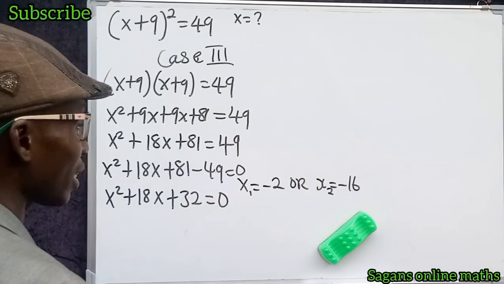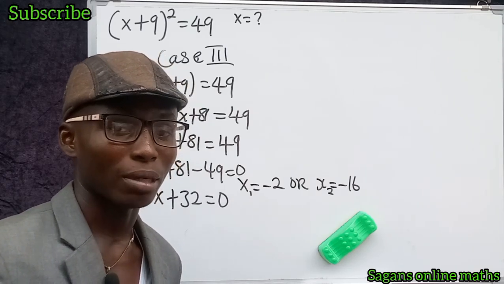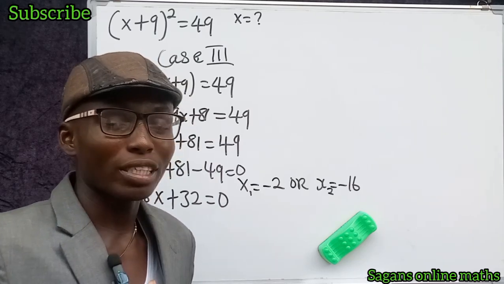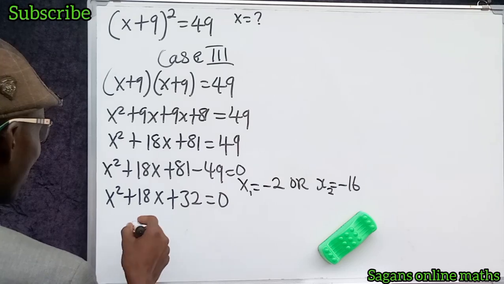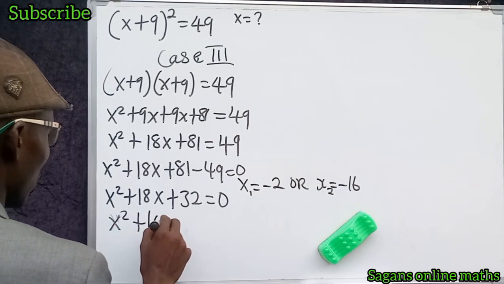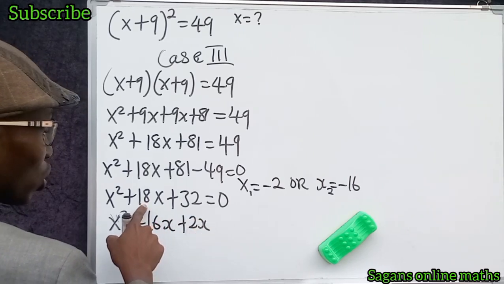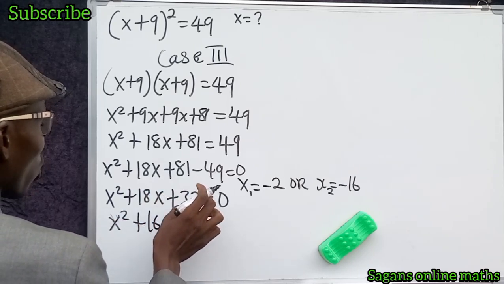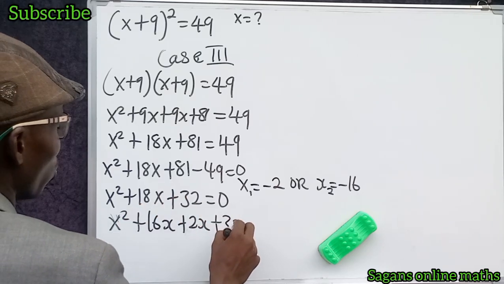Now, what are the factors of 32? Remember, a factor simply means those numbers that divide 32 without remainder. 1 is a factor, 2 is a factor, and so forth. But we're not going to waste our time since we know that 16 times 2 is 32. So we can say s squared plus 16s plus 2s, because 16s plus 2s is 18s, which is the sum of roots. Remember, when you're solving by factorization method, always make sure that those two factors, if you add them or subtract them, give you the sum of roots here. Then plus 32 equals to 0.